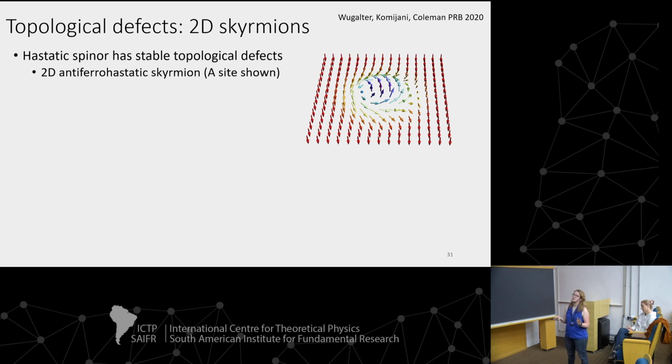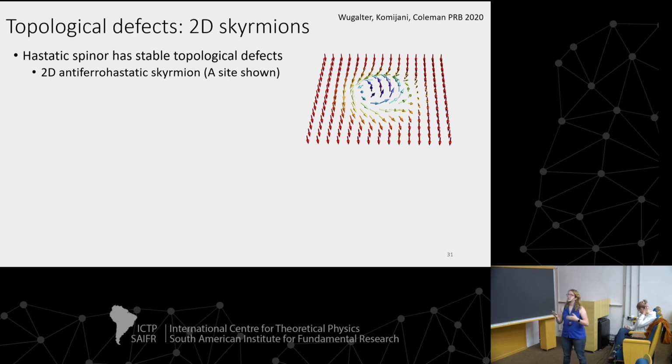Now we want to look at a different type of defect, which is only possible in this static ordered state. So we've broken a symmetry. We have an order parameter, and one of our order parameters is essentially like a little tiny magnetic moment that is representing the direction of the hybridization spinor.